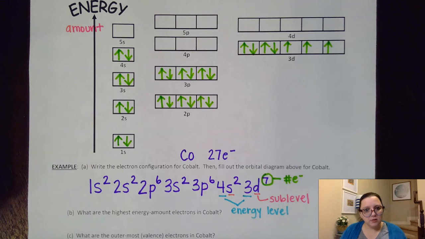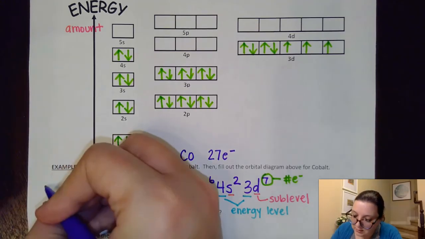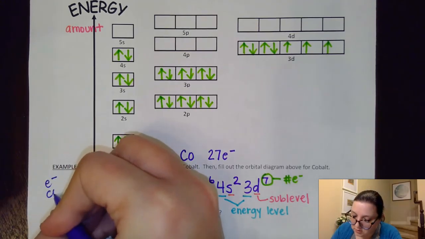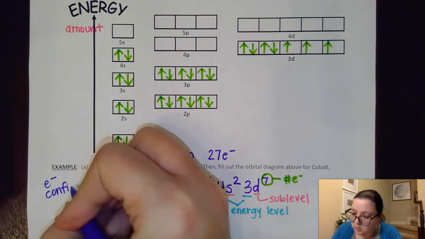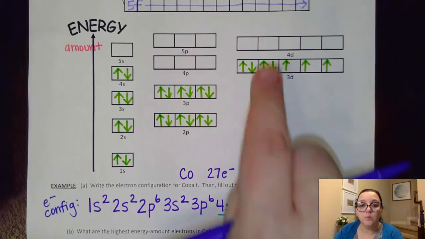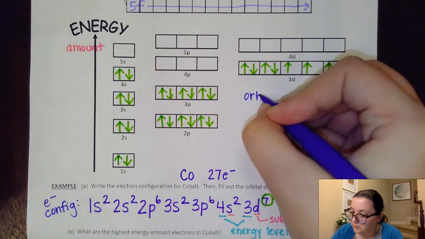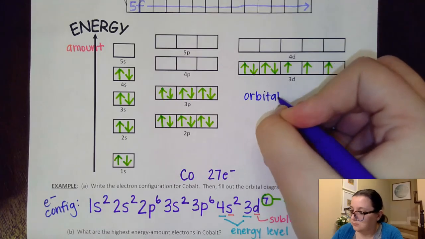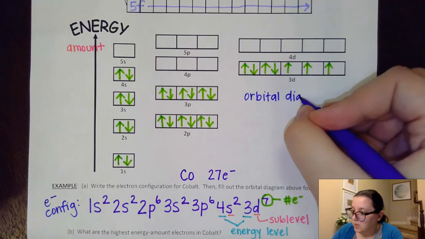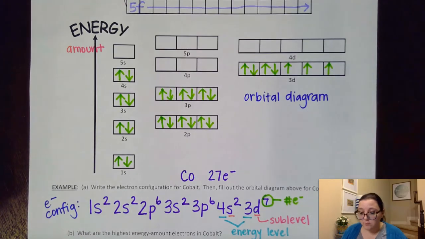So just to clarify what we've done here, down here, when we wrote this right here, we were writing an electron configuration, which I usually abbreviate electron config, okay? Up here, what we were doing is constructing what is called an orbital diagram. You can see that the orbital diagram shows a little bit more information than we saw down here.